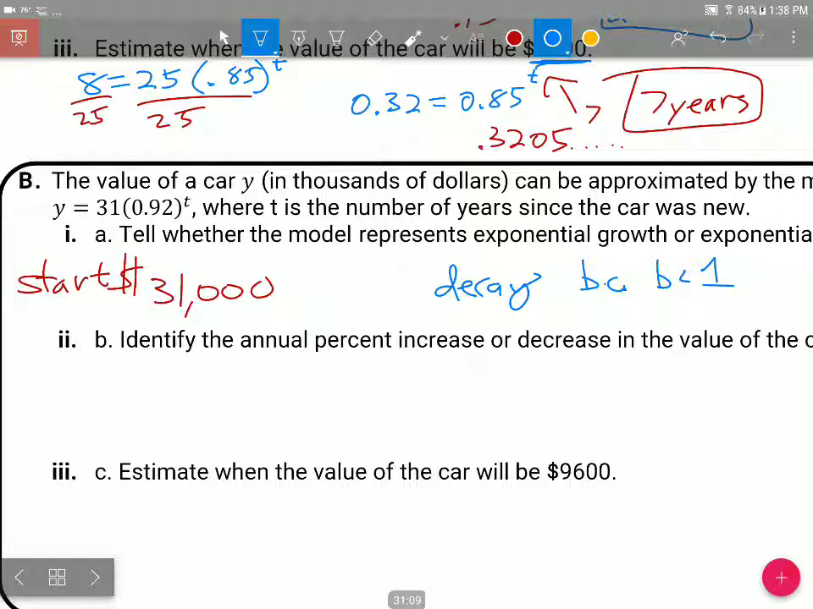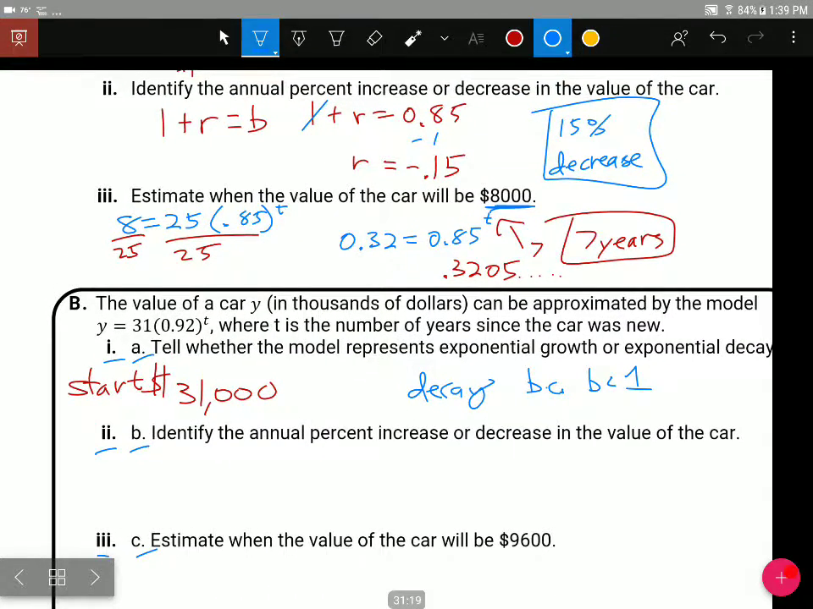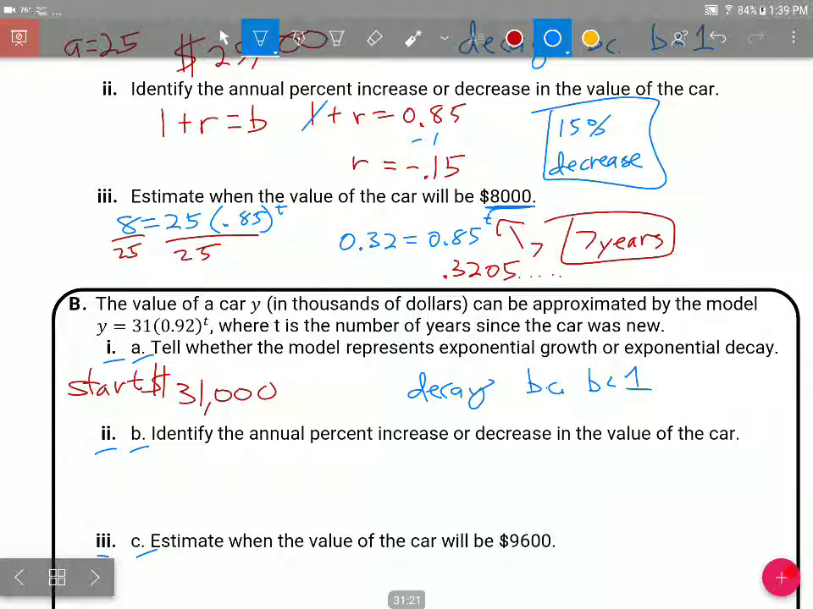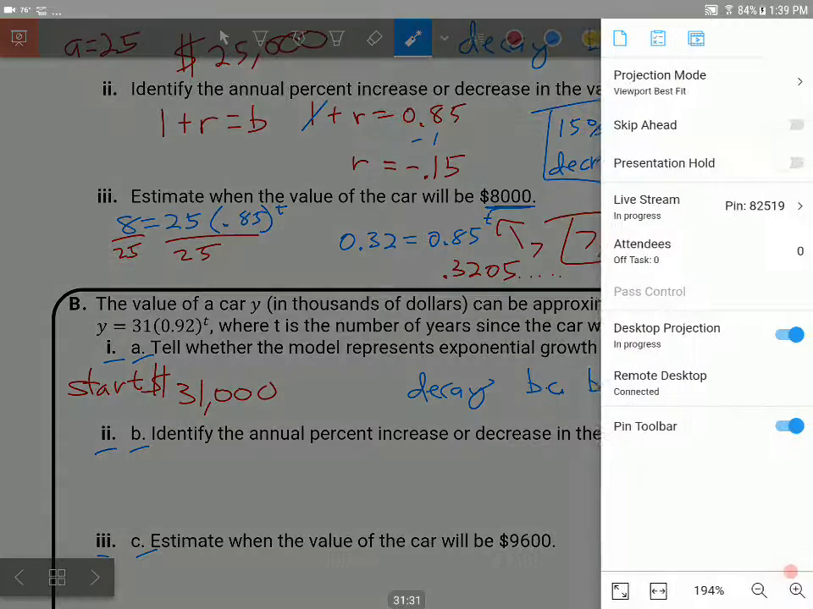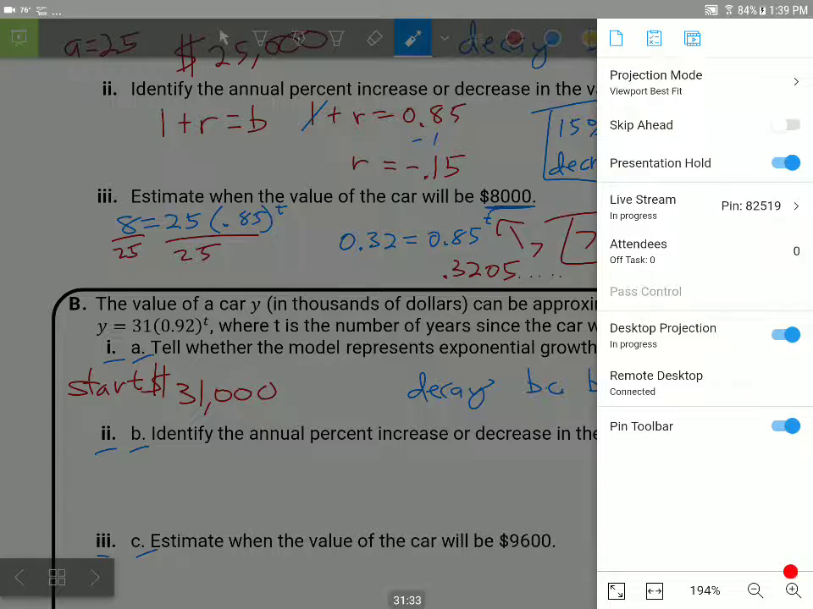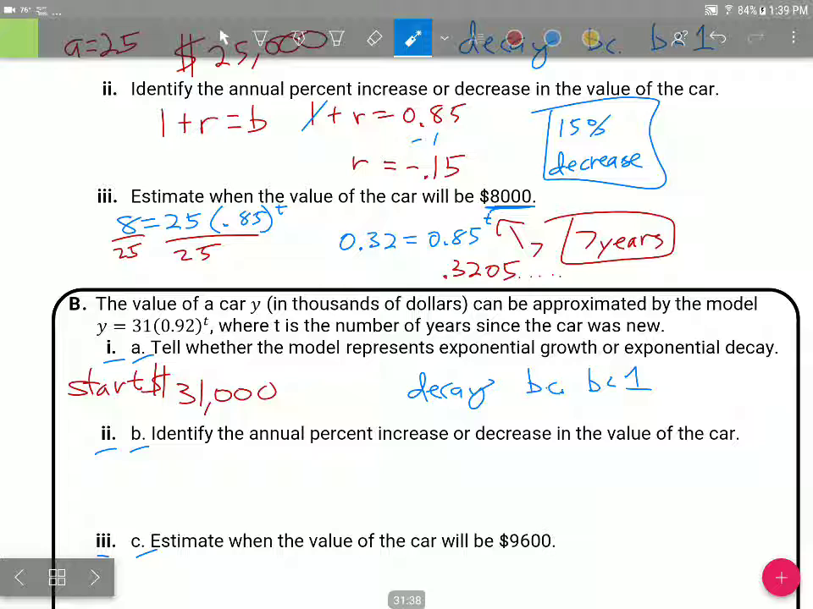Letter B. Oh, wow, this has got doubles. It's got 1's and A's, 2's and B's, 3's and C's. Whatever. Identify the annual percent increase or decrease. I want to see if you can do that. Follow the model from above. Use this little guy from above and see if you can find the percent increase or the percent decrease. Take, I don't know, 30 seconds. See if you can do it. 1 plus r equals b. Yep, that would be the formula you use. And go from there.